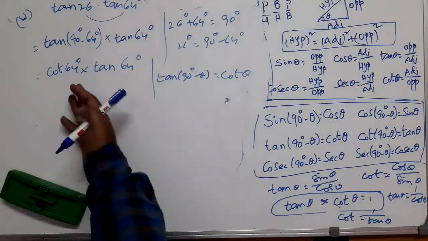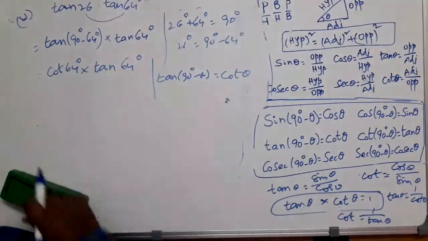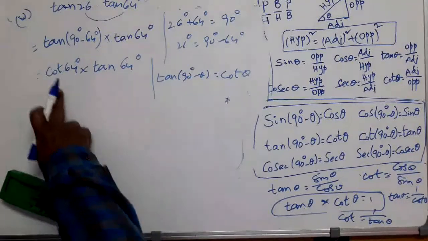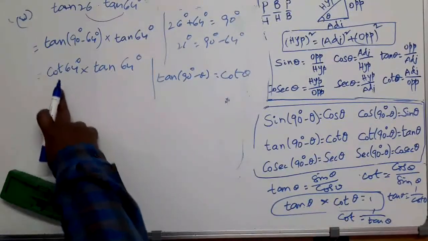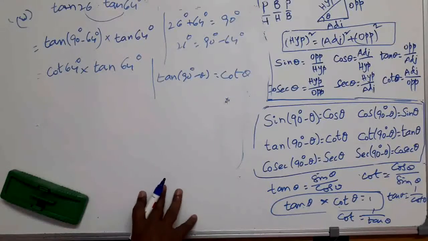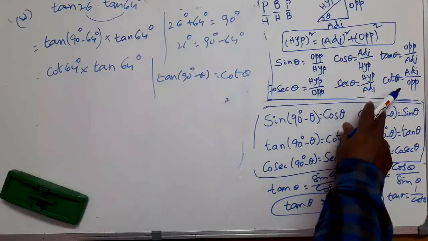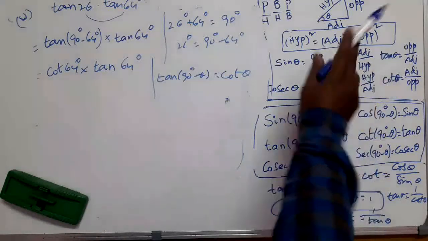Now tell me, what have you observed now? In these two terms, angles are the same, 64 degrees and 64 degrees. However, the trigonometric ratios are different: this is cotangent, cot, and this is tangent, tan. Is there any relation between those two? Yes. Tan theta is opposite by adjacent, cot theta is adjacent by opposite. They are reciprocal of each other, right?